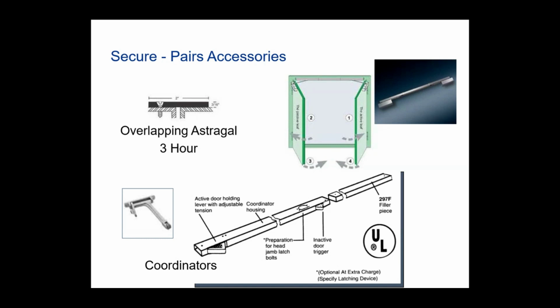Another big reason to have this, the inactive leaf closing first, is if you have an overlapping astragal at a fire rated opening. That flat bar astragal needs to be closed because the flat bar cannot go over a door to close itself. So for fire rated openings, there's a big rule. They have to be self-latching and self-closing to meet the fire rating. And if that inactive leaf is not able to latch, it no longer meets its rating. So coordinators are pivotal in those spaces.